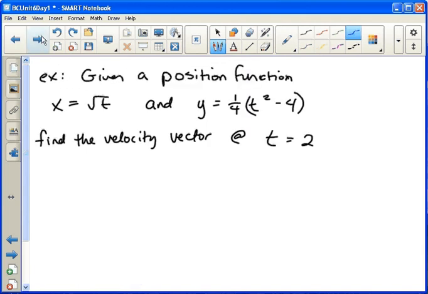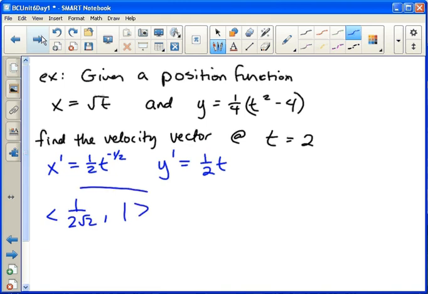Okay, so another similar example. Given a position function, x equals the square root of t and y equals 1/4 times t squared minus 4, find the velocity vector. So remember, the previous one, it was the acceleration vector they wanted. This one is just the velocity. So we take the first derivative, and then plug in 2. So if we plug in 2 to x prime, we get 1 over 2 square root of 2. If we plug in 2 into y prime, we get 1. So this would be our velocity vector.